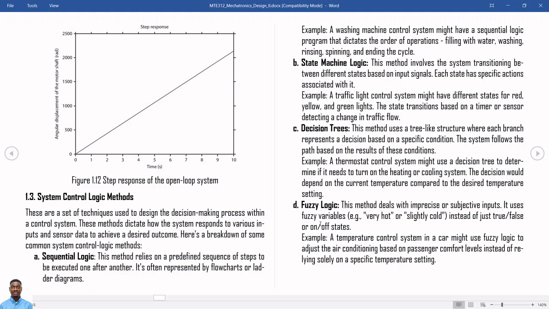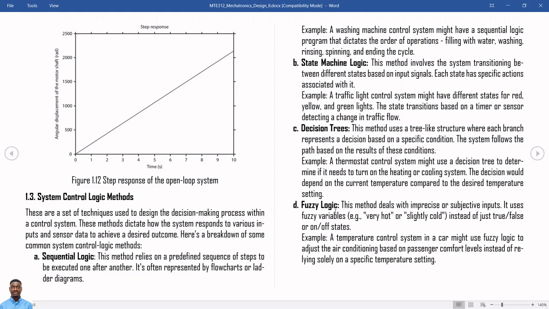logic method. Then also we have the fuzzy logic. We use the fuzzy logic control method when the input that we are dealing with is subjective, when the input is imprecise. For instance, temperature is an imprecise input, whereby, for temperature, you cannot go from temperature 0 to 100. You go from 0 to 1 to 2 to 3 to 4 up until 100. So that you can have cold, you can have warm, you can have slightly hot, you can have hot, you can have very hot, and you can have extremely hot. Those are subjective states that your system can be in.